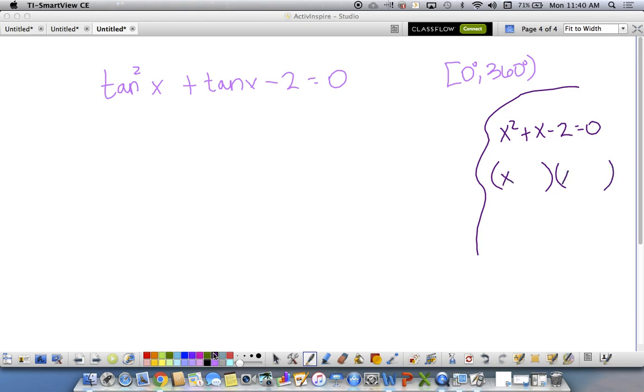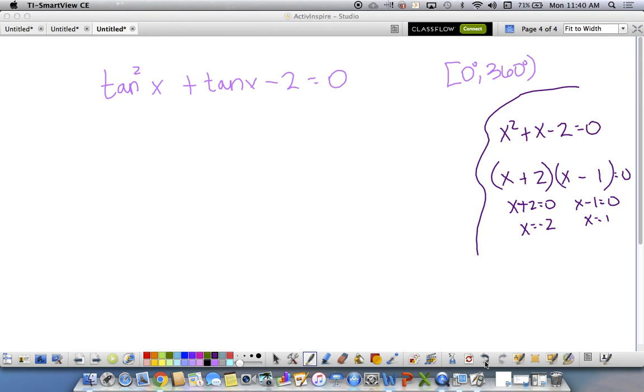So x times x is x squared, 2 times 1 is 2. We need a negative, so it has to be that. I'm not teaching you how to factor; we should already know that. But then how do we solve for x? We set them both equal to 0. So x equals -2 and x equals 1.